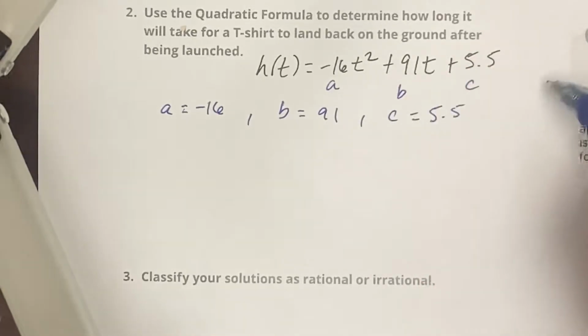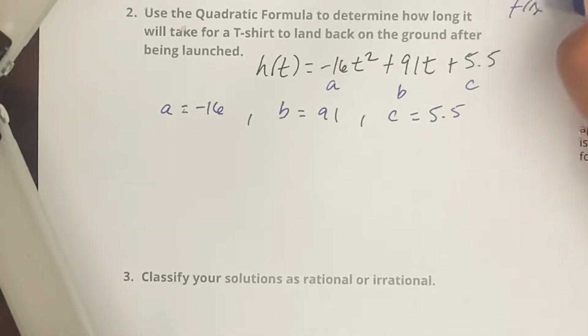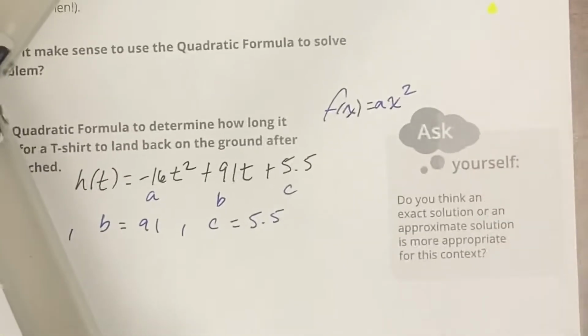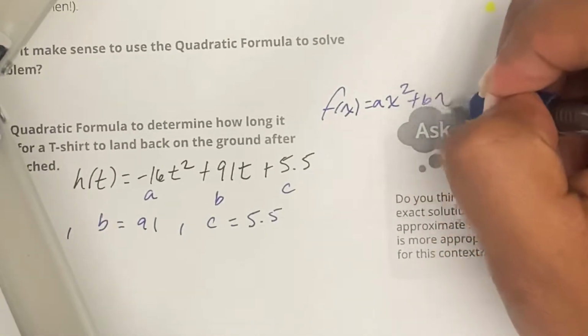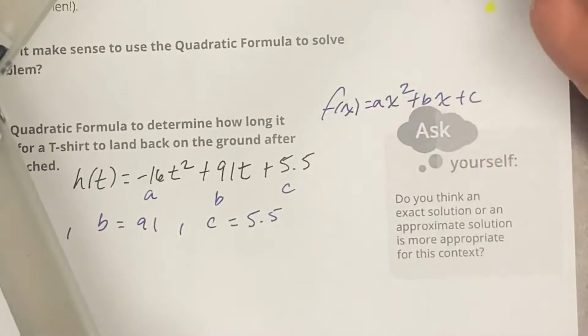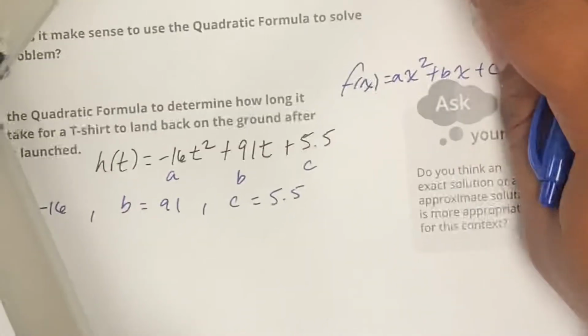Where did I get the ABC from? From the standard form in the very beginning, where it was f of x equals ax squared plus bx plus c. Obviously, if you don't have one of these things, you'll use 0, which we'll go over in just a second.